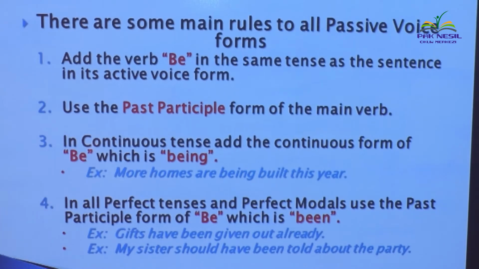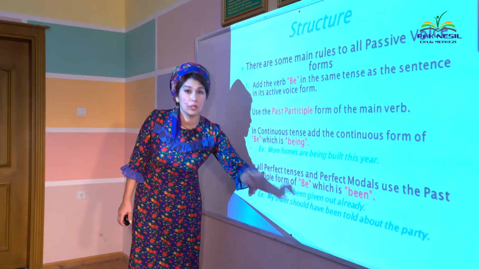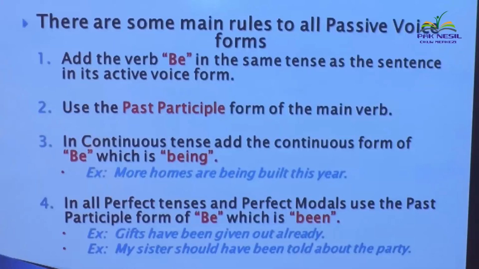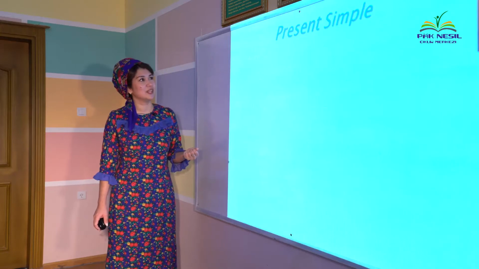So here we have the modal verb should, right? We don't change should, been, yes, and again the verb 3, told: should have been told about the party. So that is perfect modal. Okay, is that clear? Great, let's continue then.